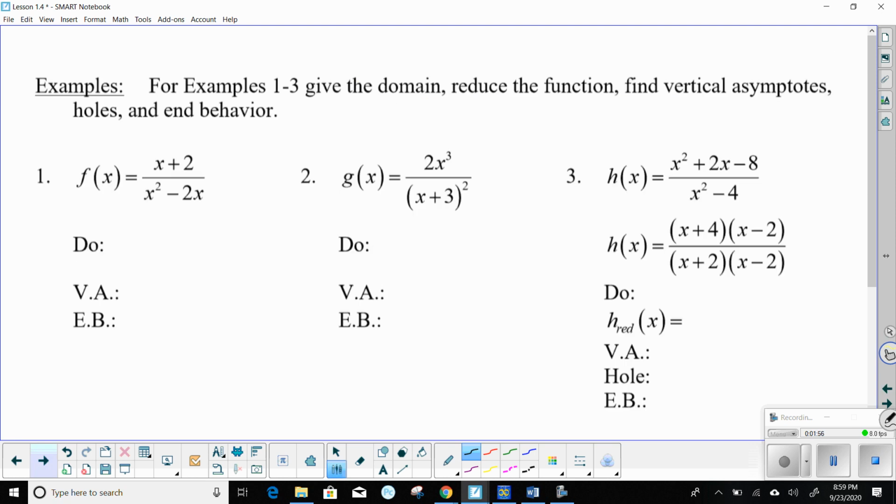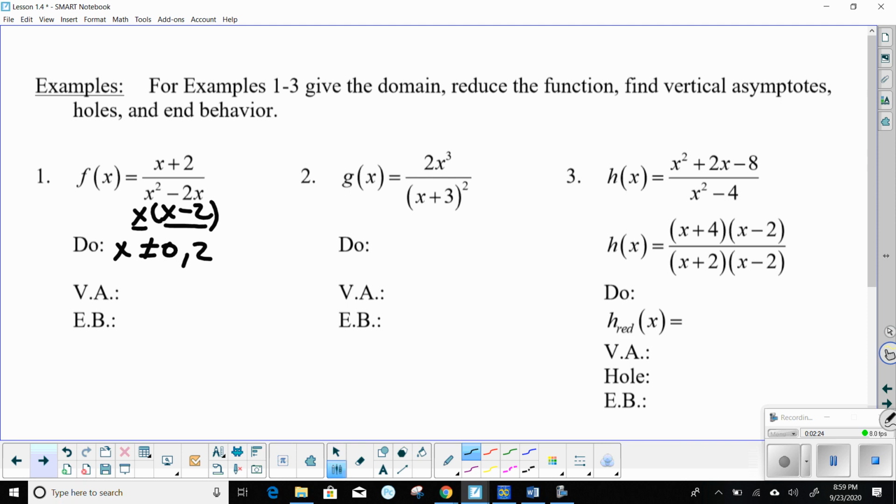So let's just start here. We're not actually going to graph these first few. We're just going to go through and review those things we just talked about. So on number 1, we want to find the domain. Whenever you go to find the domain, we're going to start by factoring the denominator. And that will allow us then to figure out what x cannot equal. So the denominator would be 0 if x equals 0 or x equals 2. So let's put that down. x cannot equal 0 or 2.